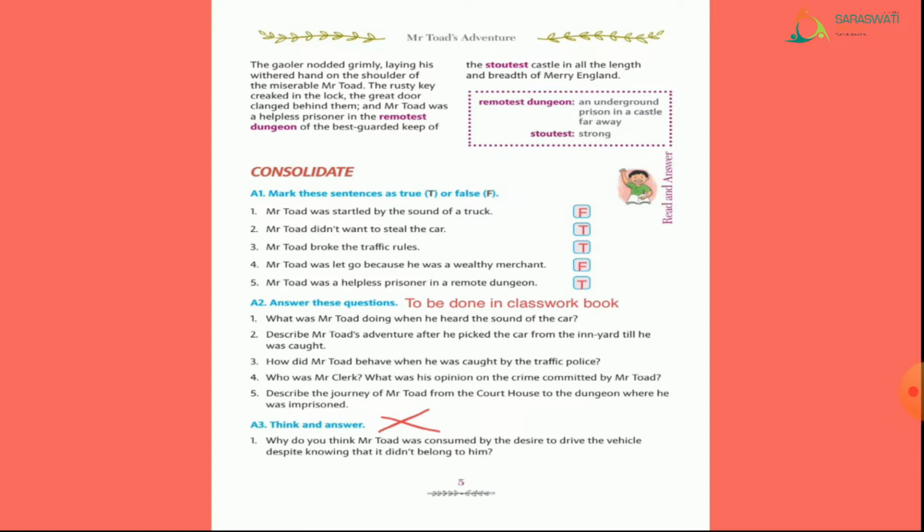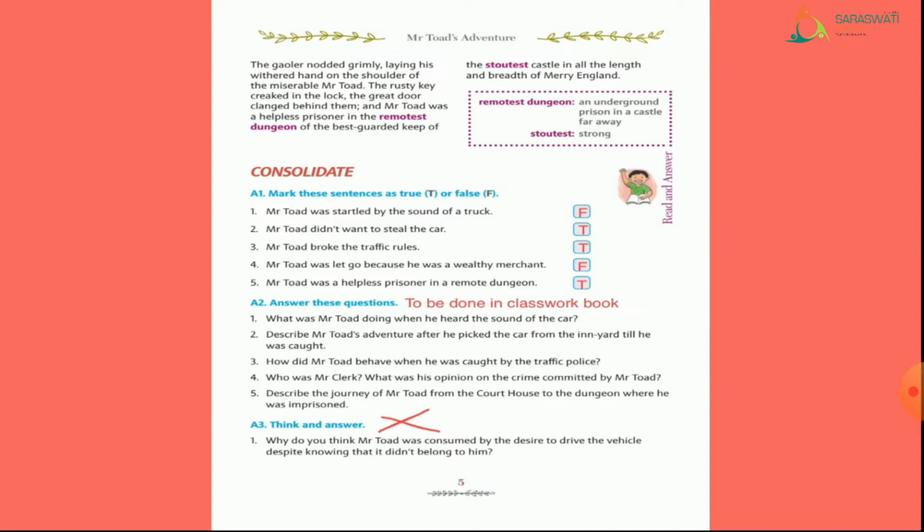First one, stealing a motor car. Second one, driving dangerously. And third one, cheeking the police officer. That means disrespecting the police officer. He thought Mr. Toad should get 20 years of imprisonment for these crimes. Okay, so he suggested that Mr. Toad should be locked up in jail for 20 years as he had committed all these 3 crimes.